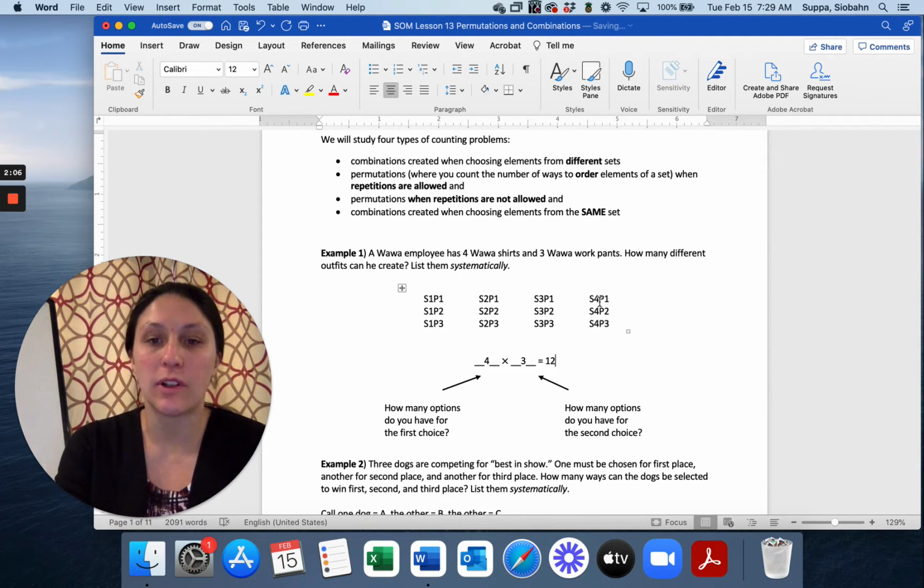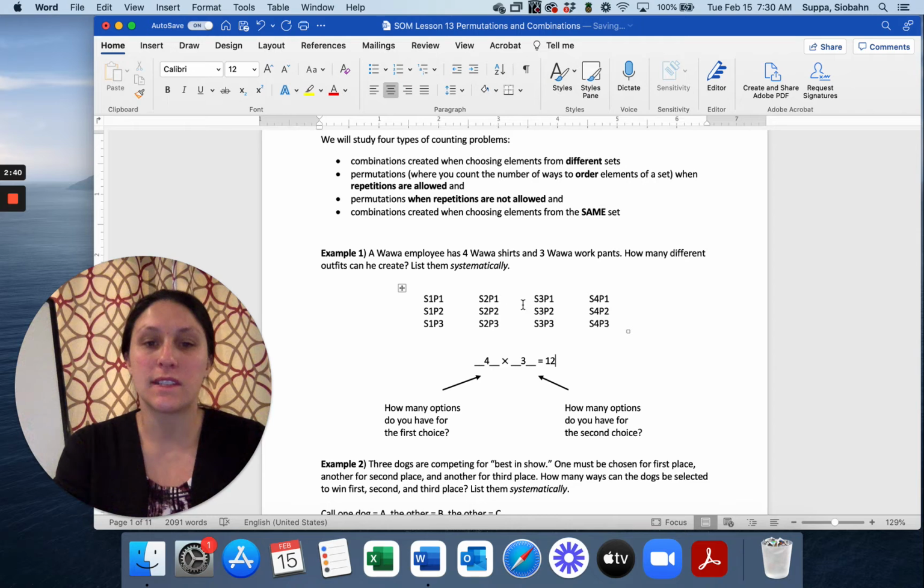And if you listed them all out, here's one way to do that systematically. I started with all the shirts and I called them shirt 1, shirt 2, shirt 3, or S1, S2, S3, S4, and I put all the ones first. And then I matched each of the pants with that first shirt. Then I did the same thing, matching each of the 3 pants with the second shirt, each of the pants with the third shirt, and each of the pants with the 4th shirt. So you can see I did it systematically, starting at 1, then going to 2, then 3, and then 4.